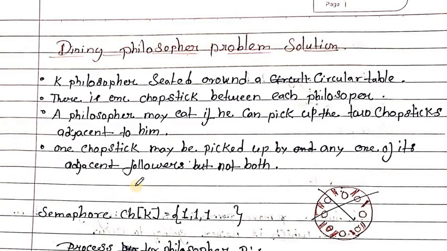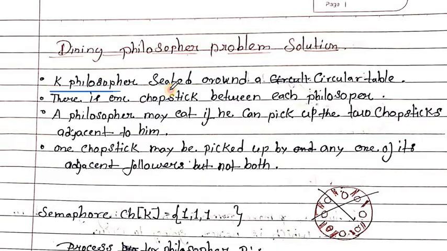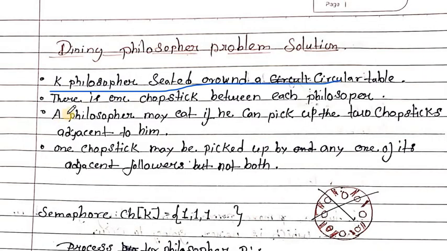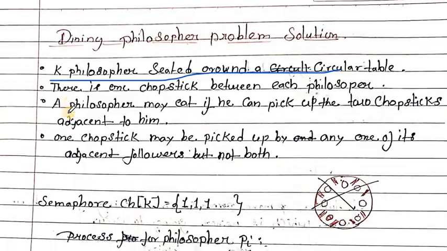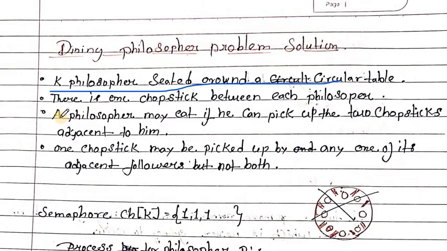In the dining philosophers problem, there are k philosophers seated around a circular table. Here k means 4 philosophers sitting at the table. There is one chopstick between each philosopher. A philosopher may eat if he can pick up the 2 chopsticks adjacent to him.